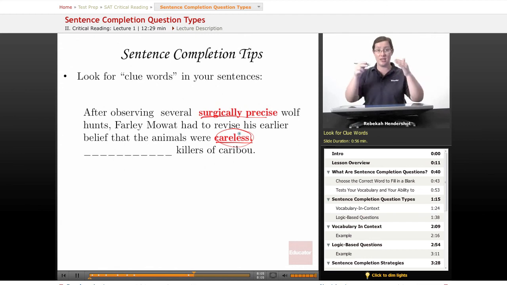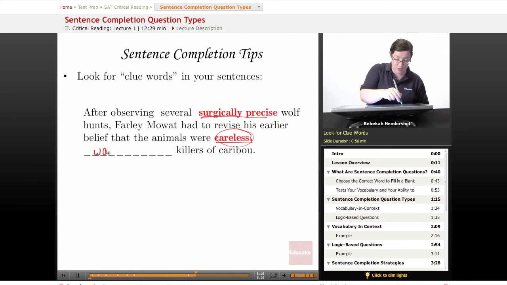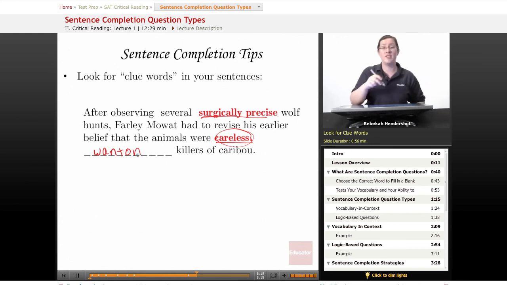So if we go back and look at the original answer choices, go back in the video if you need to, you'll find that there's only one word on the list that really means about the same thing as careless. And that word is wanton. It means reckless and wasteful, both of which connect to careless. Surgically precise would go with strategically and a couple of other words on the list, but remember, he revised his opinion. He observed these surgically precise attacks, and because of that, he revised his opinion. This blank is about his original opinion, so we want a word that matches our clue word, careless, so our choice is A, wanton.